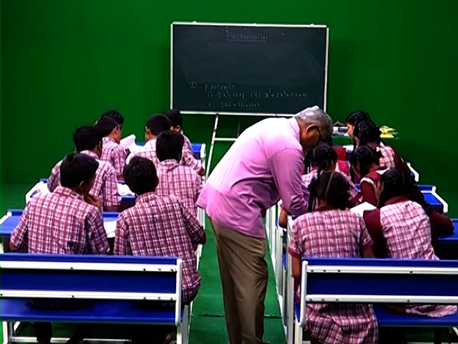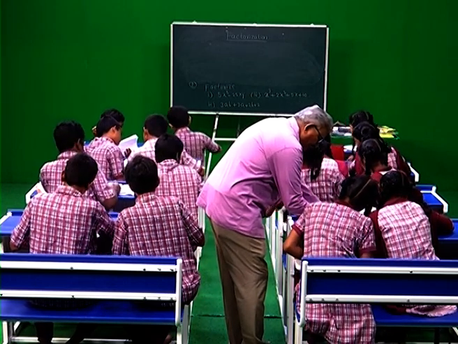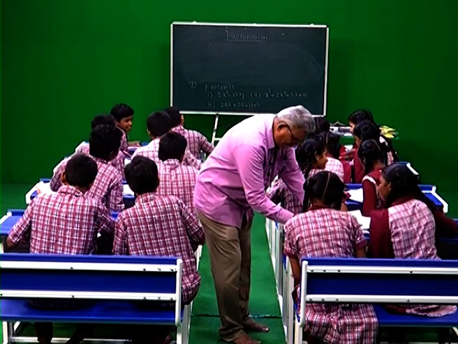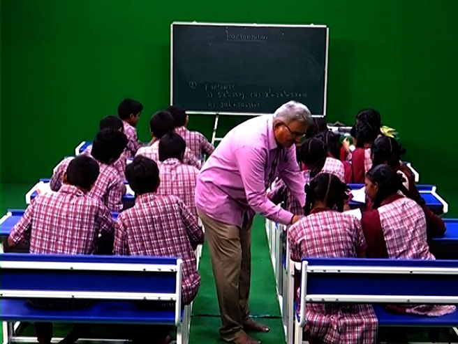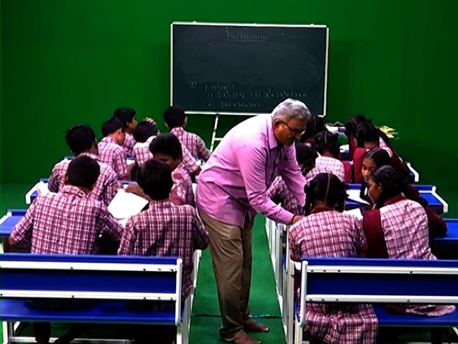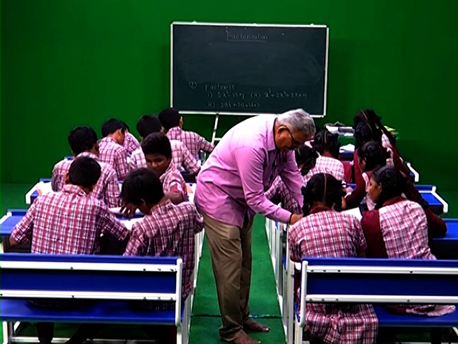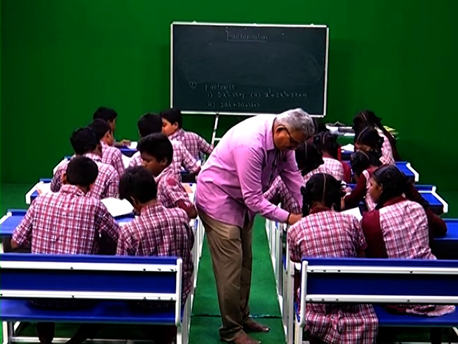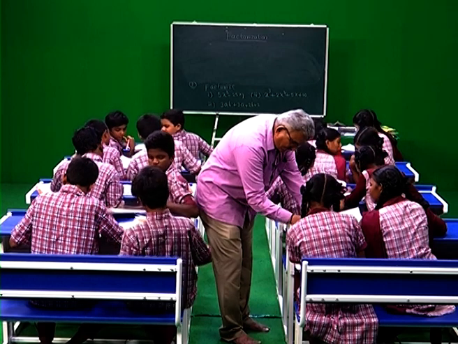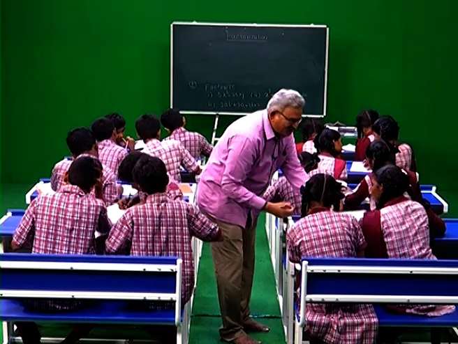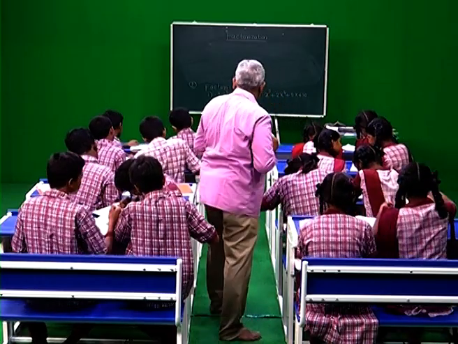X into x means x square. 5x square means 5 into x into x. Correct? Minus 5 into 5. 25 is 5 into 5. Correct? XY means x into y. So 5x, 5x. So take out common factor 5x. X common, 5 minus 5y. X plus 2 common, x common, 5 common.